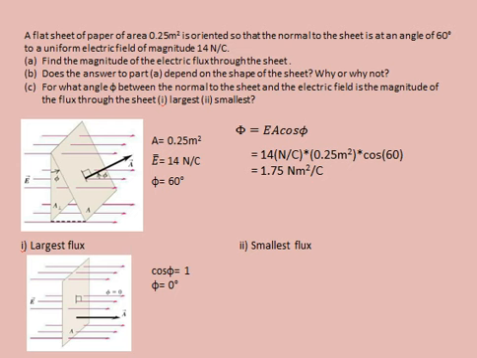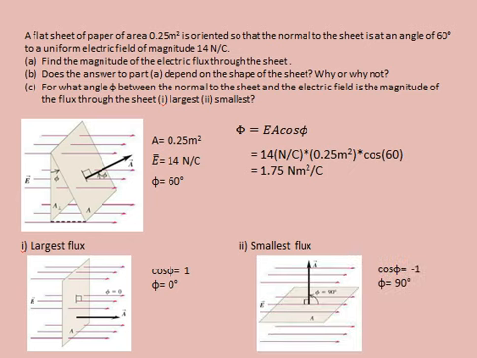Part 2 is asking what angle would give us the smallest flux. Again, we know from trigonometry cosine oscillates between -1 and 1. So in order to get the smallest value for the flux, we would set cosine equal to -1, or phi equals 90 degrees. The picture looks something like this with the angle between the electric field and normal at 90 degrees.